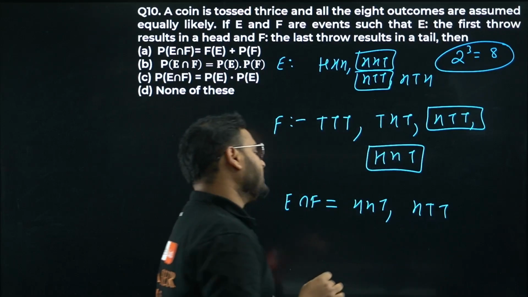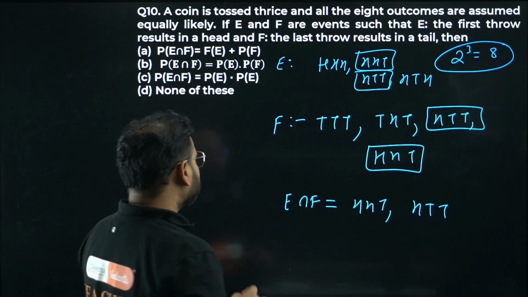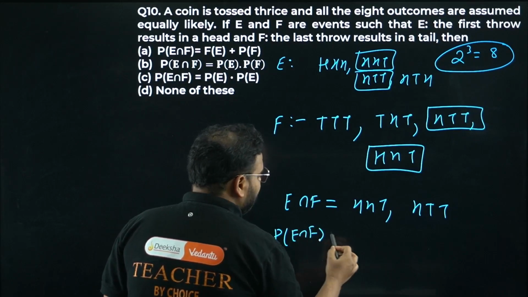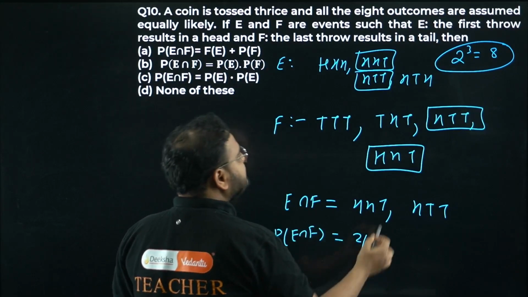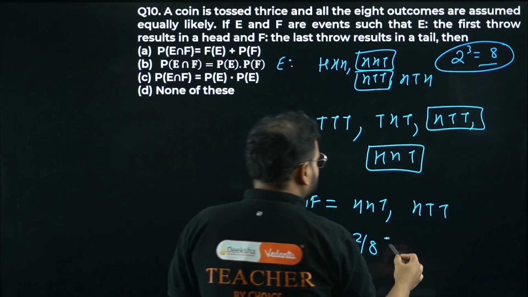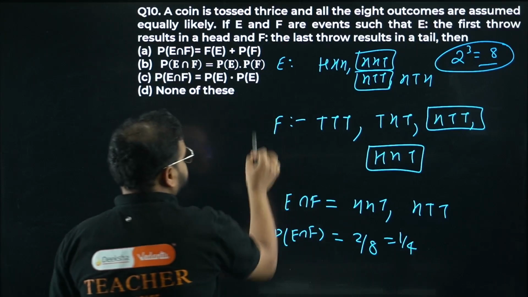HTT is common, sir. HHT and HTT is common. Basically, if I'm looking for this answer, I'll have 2 by 8. Why 8, sir? Because the total is 8. So basically the answer is going to be 1 by 4.